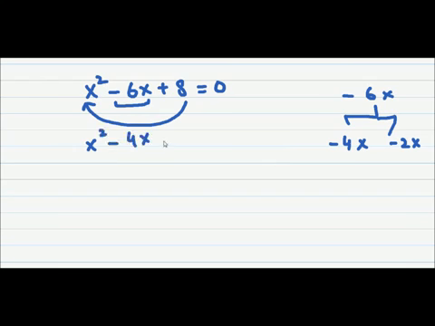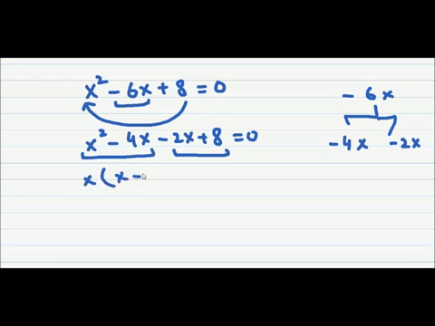It becomes x square minus 4x minus 2x plus 8 is equal to 0. Now we will take x common from the first two terms and 2 common from the next two terms. So we get x into x minus 4 minus 2 into x minus 4. Now taking x minus 4 common from this equation, we get x minus 4 into x minus 2 is equal to 0.